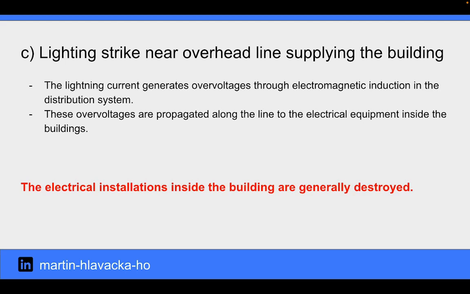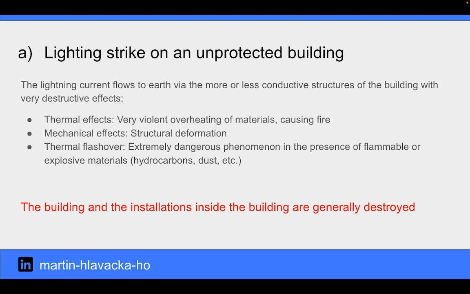When lightning strikes near the power line, the electromagnetic radiation from the lightning current produces a high current and overvoltage in the power supply network. These overvoltages then propagate along the line to electrical equipment inside buildings. When lightning strikes an unprotected building, the lightning current flows toward the earth through the more or less conductive structures of the building with very destructive effects. The building and the facilities inside are generally destroyed.